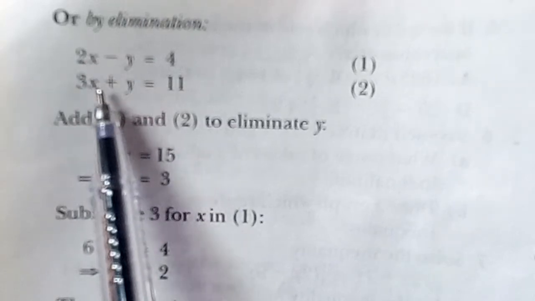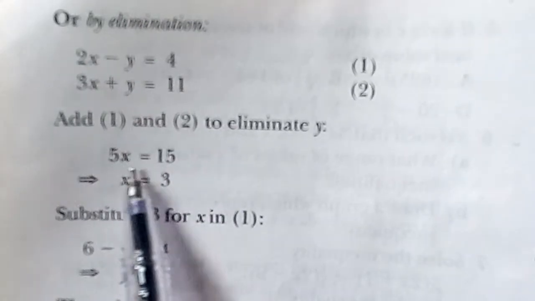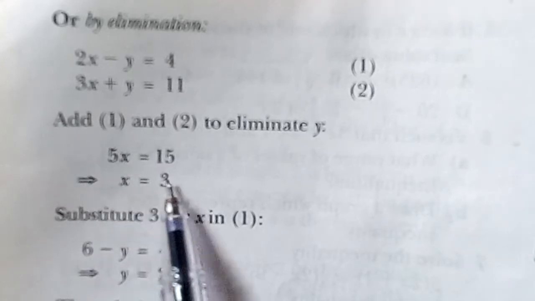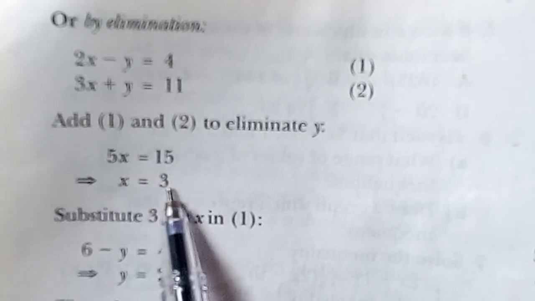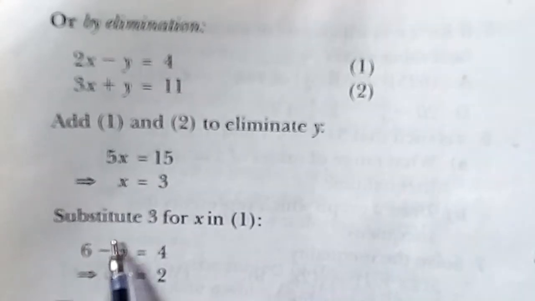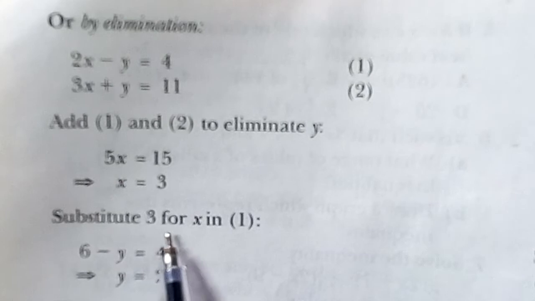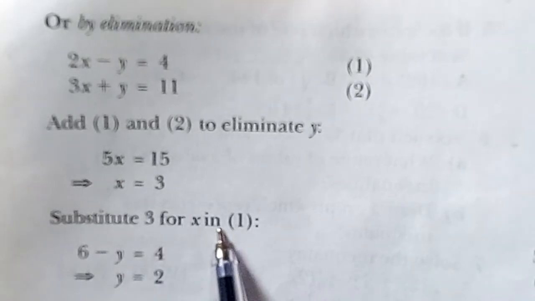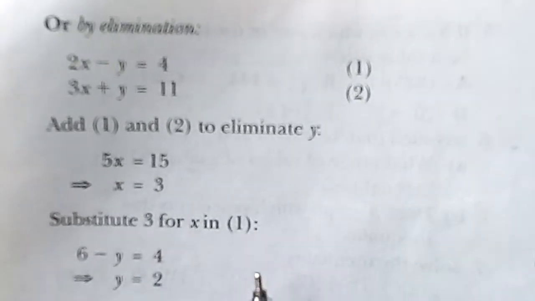We now have 2x plus 3x to give us 5x. Now x equals 3, that is 15 divided by 5 will give us 3. Now you can substitute 3 for x in any of the equations, but let's use equation 1.